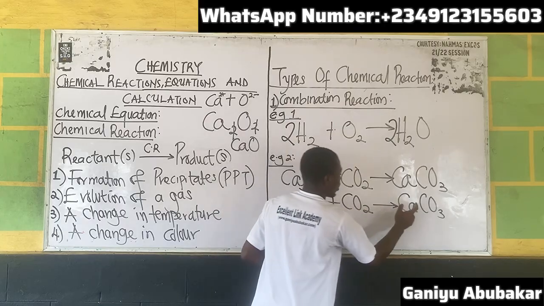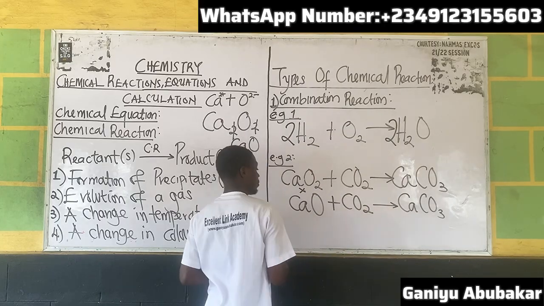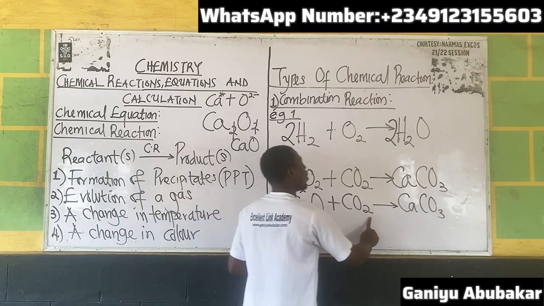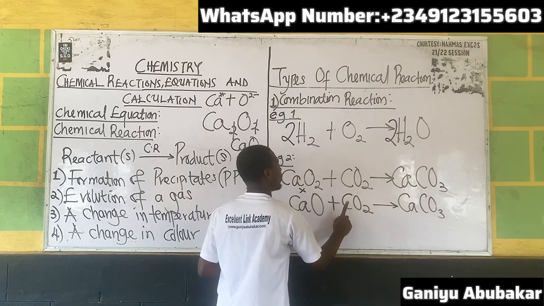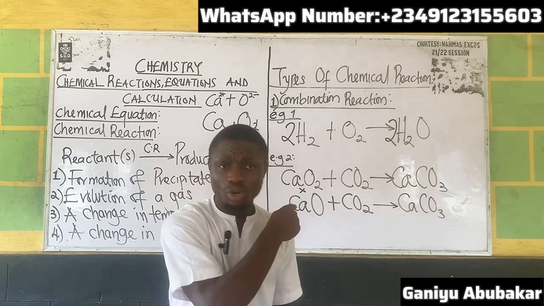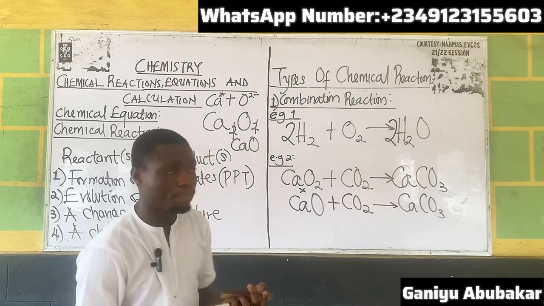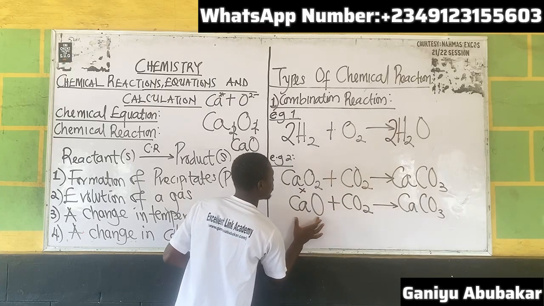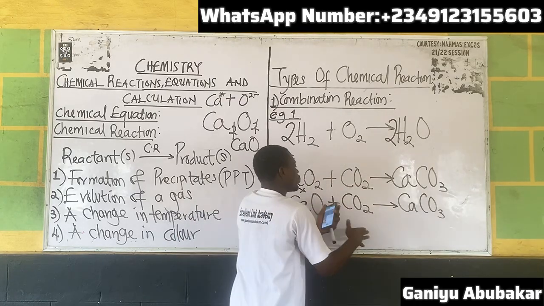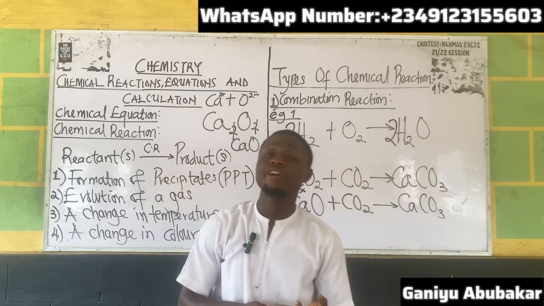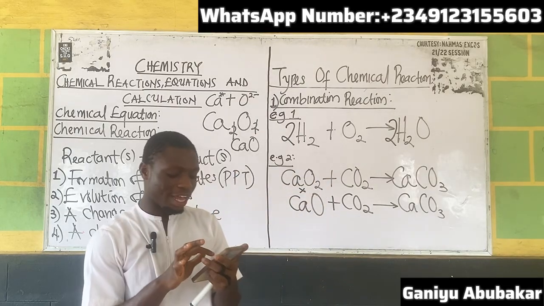Let's check if it's balanced. Calcium is 1, calcium is 1 here. Oxygen is 3 here, oxygen is 3 here. Carbon is 1, carbon is 1. This is a balanced equation. This one here is simply another example of a combination reaction. You are having smaller ones combined to give you a bigger one. This is how to spot out a combination reaction.